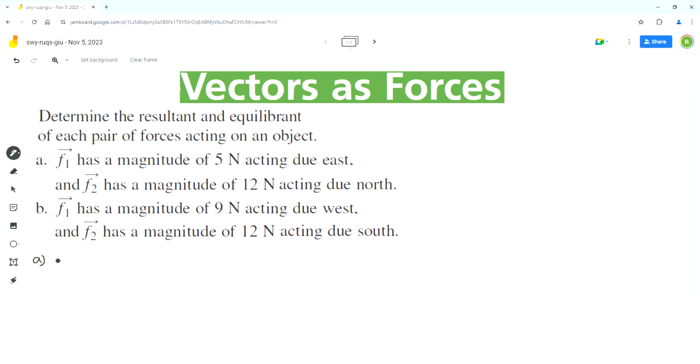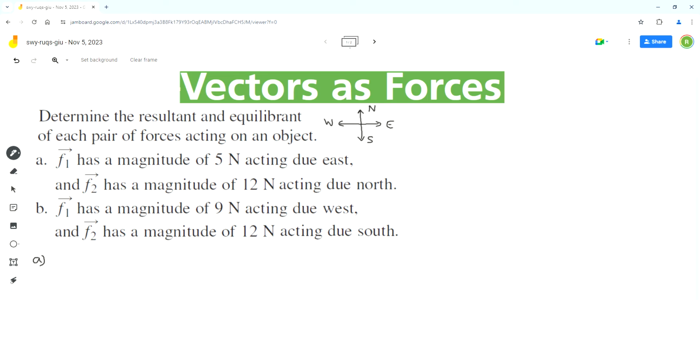So in part A, we are given force F1 that has a magnitude of 5 Newton acting due east, and F2 has a magnitude of 12 Newton acting due north. Now the first step here is to identify the main directions: east to the right side, west to the left, north in the upward direction, and south in the downward.